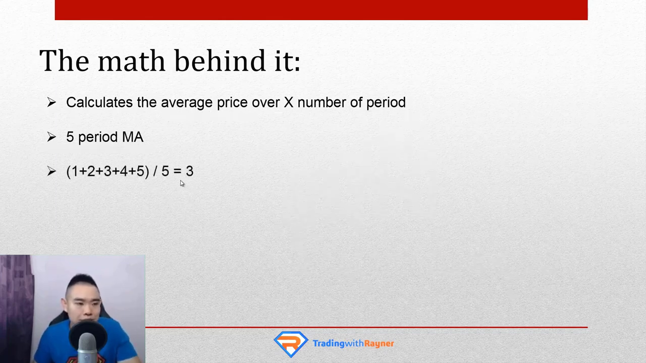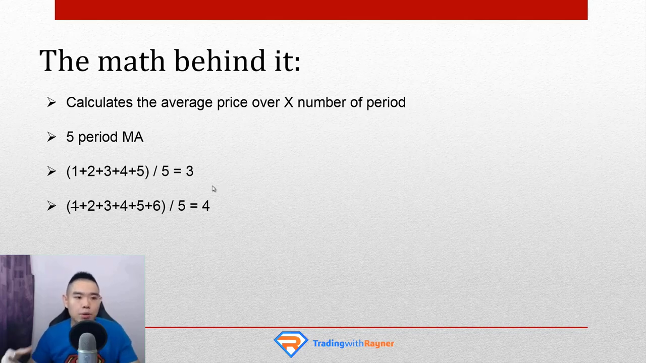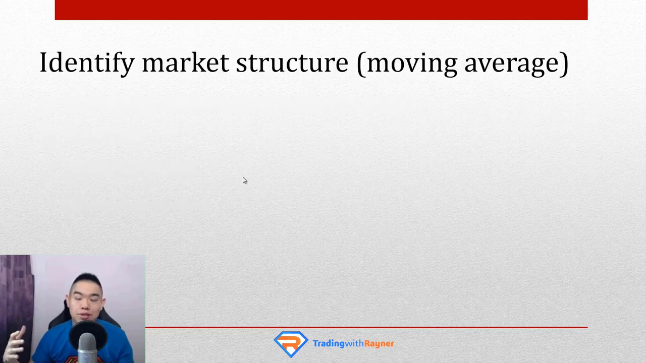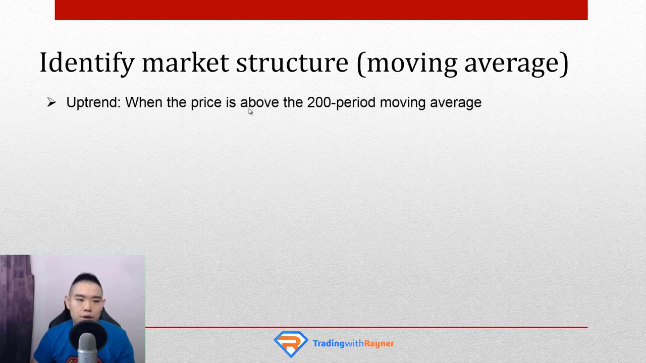Okay, so this is just some simple calculation which I've shared with you earlier. So now, the key thing is this, right? How do you actually use moving average to define the market structure? So let's find out. For an uptrend, what you can do is when the price is above the 200-period moving average, you can say that the market is in an uptrend.